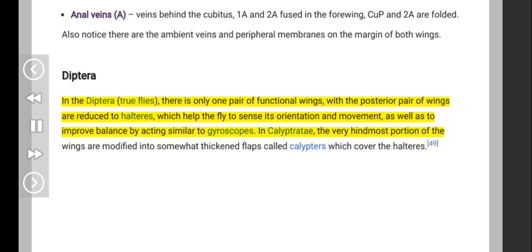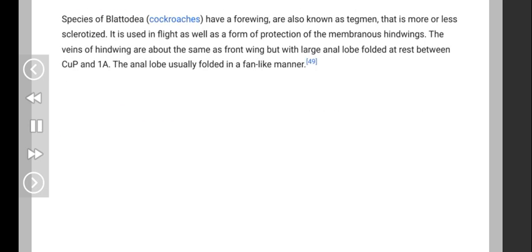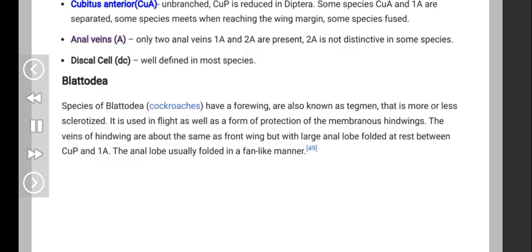Diptera. In the Diptera, true flies, there is only one pair of functional wings, with the posterior pair of wings reduced to halteres, which help the fly to sense its orientation and movement, as well as to improve balance by acting similar to gyroscopes. In Calyptratae, the very hindmost portion of the wings are modified into somewhat thickened flaps called calypters which cover the halteres.